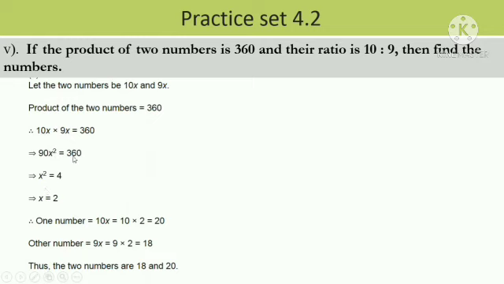90 we are shifting. So after dividing by 90, the zeros will get cancelled. 9 ones are 9, 9 fours are 36. Therefore the value of x square is equal to 4. So what we will get, x is equal to 2.